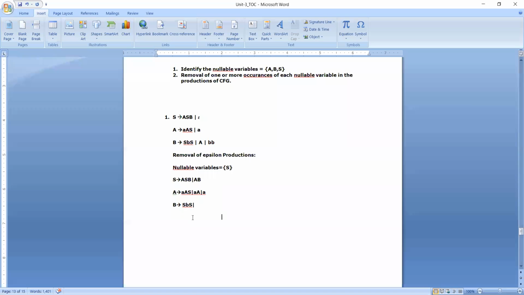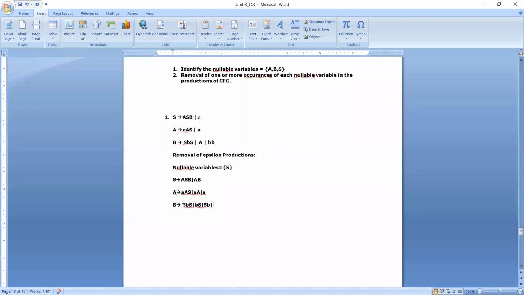Now we need to remove one occurrence at a time from the given production. First, I will remove the left hand side capital S. Once I remove this left hand side capital S, the part which will remain is small b, capital S. That is the first occurrence. Then once I remove the right hand side capital S, the part which will remain is capital S, small b. This is what is going to remain.